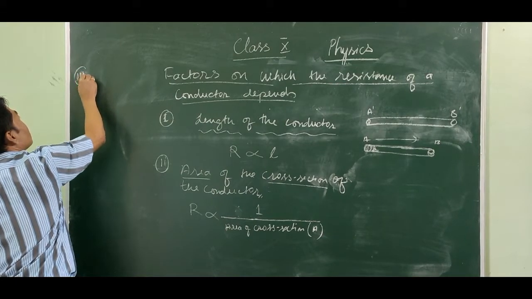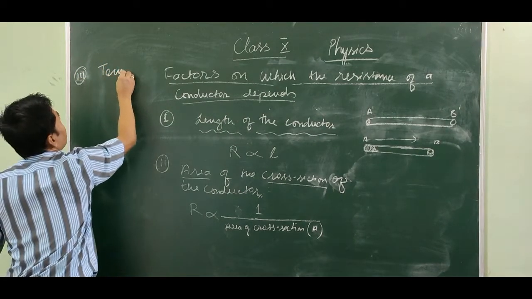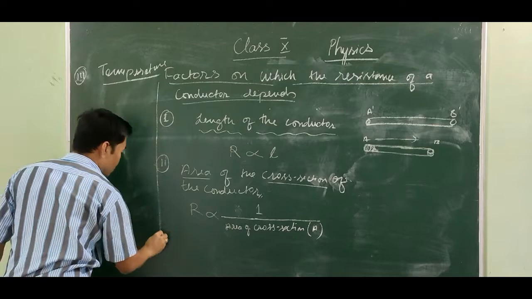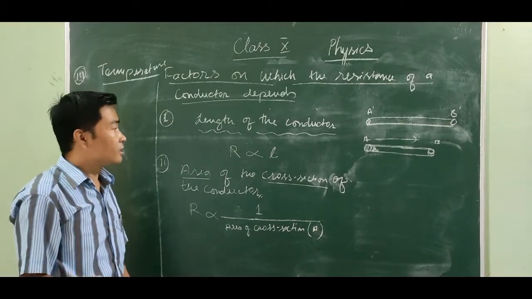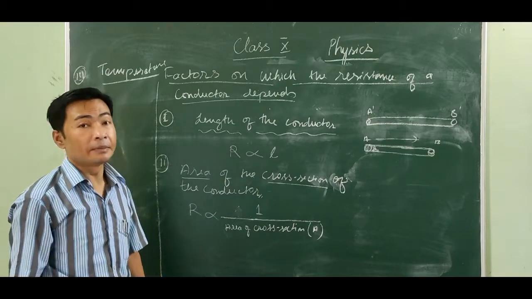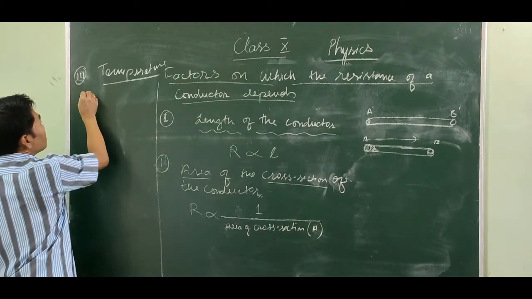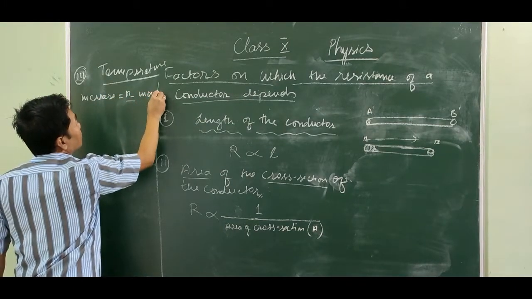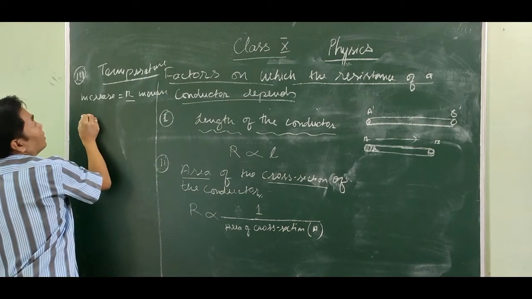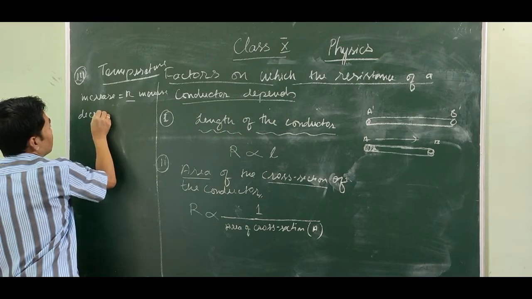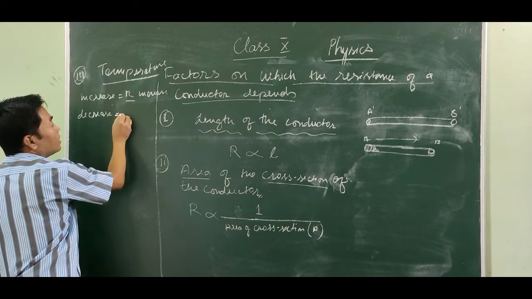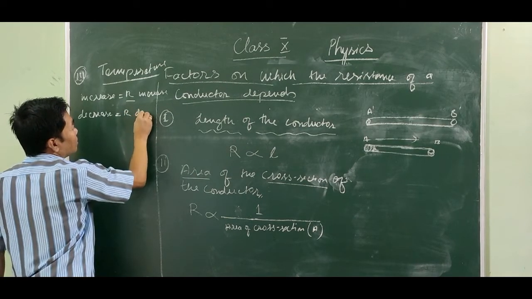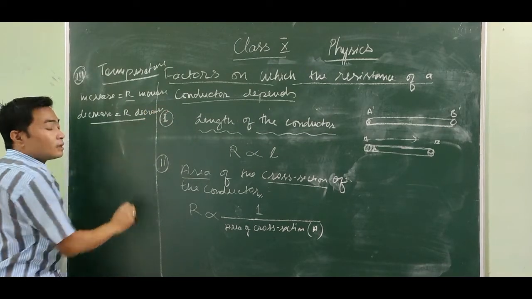And the third factor we have is the temperature. I'll write in short here. Resistance of the conductor increases due to the increase in the temperature. So if temperature is increased, resistance R is increased. If the temperature is decreased, resistance will either remain the same or it will decrease. Now, what are the reasons behind this?